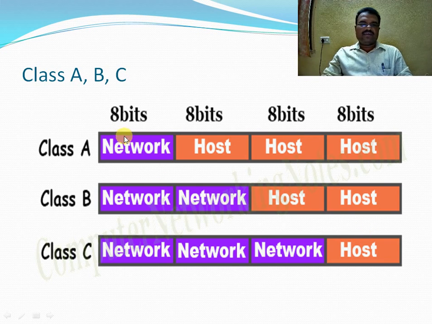So if we compare classes A, B, C: in class A, the first 8 bits are used for network ID and the remaining 24 bits are used for host ID. In class B, the first 2 bytes, 16 bits, are used for network ID and the remaining 16 bits for host ID. In class C, the first 24 bits are used for network ID and the remaining 8 bits for host ID.